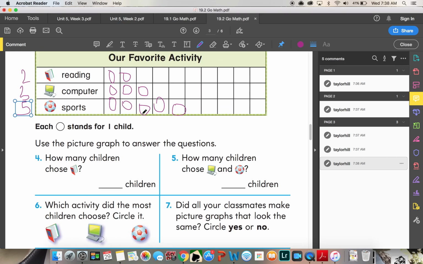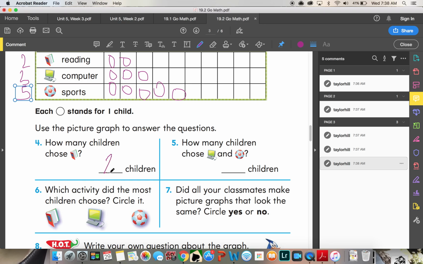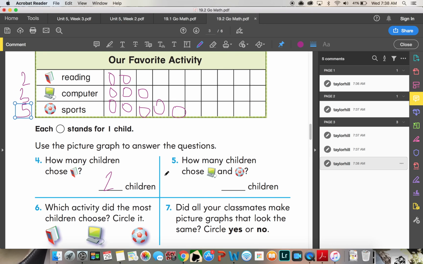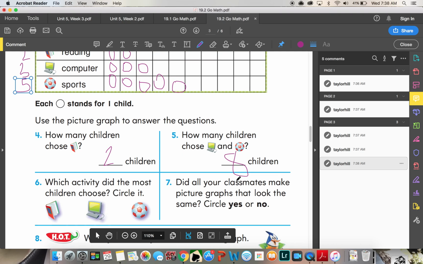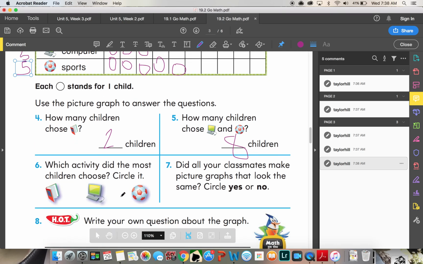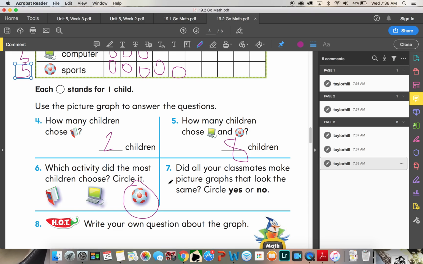How many children chose reading? 2 children chose reading. How many children chose computers and sports? So there are 5 sports, 3 computers. 5 plus 3 equals 8. What activity did the children choose the most? Sports. Did all your classmates make picture graphs that look the same?